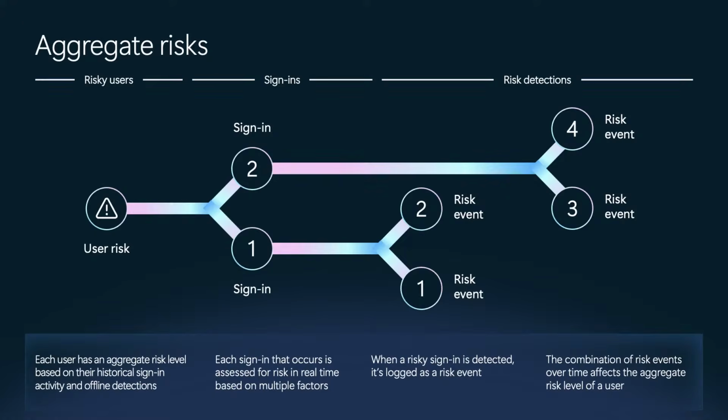We start with the user risk on the left-hand side. We may have multiple sign-ins that are happening in parallel across multiple applications, and one or multiple of those may result in risk events. We also may have risk events that come in after the fact. And when a sign-in risk is detected, it's logged as a risk event. The combination of multiple risk events over time affects the aggregate risk level of the user.